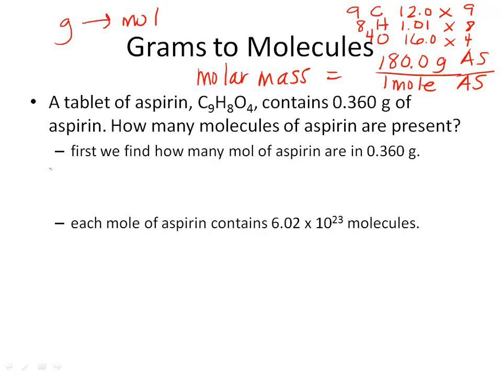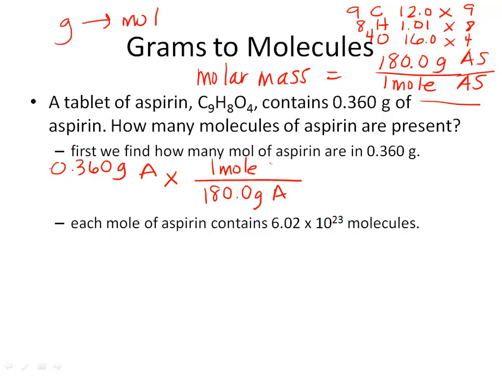So we start with what we're given. We're given that we have 0.360 grams of aspirin. We want to convert to moles. So how are we going to use this conversion factor? We want grams in the denominator, right? So that we can cancel out our grams and only be left with moles. So we say 1 mole of aspirin over 180 grams. That allows us to cancel out our grams, and we're left with moles. So when we do 0.36 divided by 180, we're going to get 0.0020 moles of aspirin.